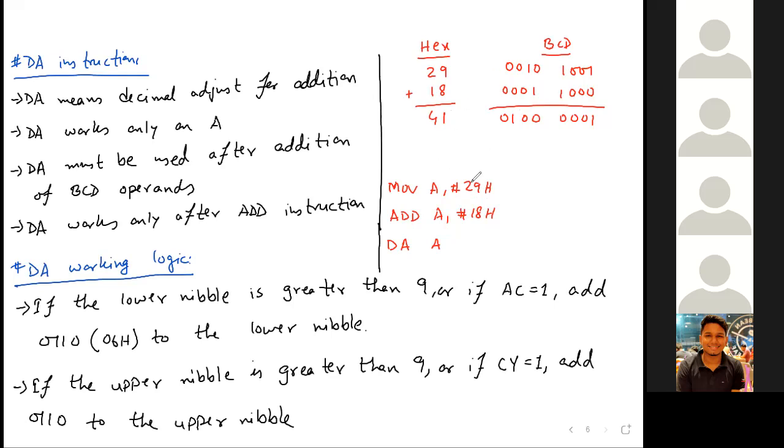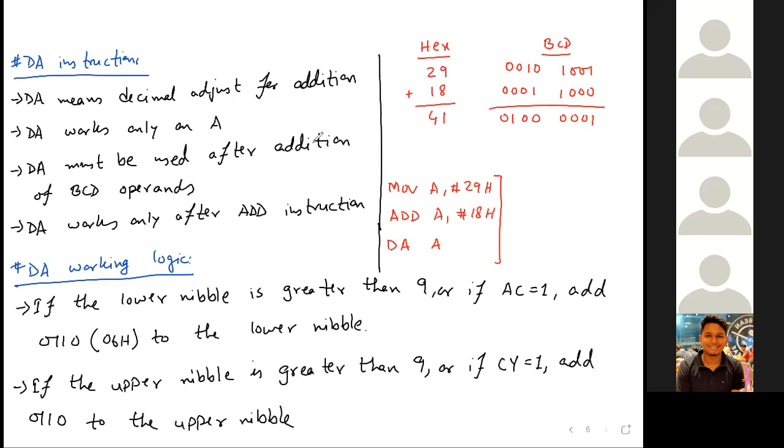This one is not yet over. The red mark portion is not yet over. So assume this is the instruction given: MOV A, 29H; ADD A, 18H; and then DAA. So let us see whether DA satisfies the conditions or not. DA means decimal adjust for addition, which is fine. DA works only on A. So we have got A operand with DA. So this condition is satisfied.